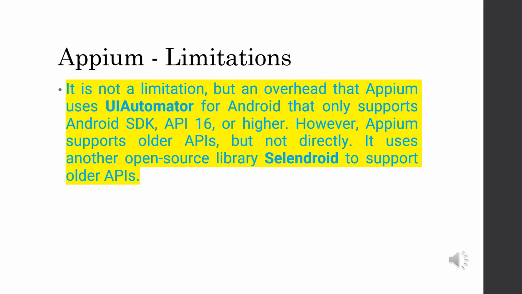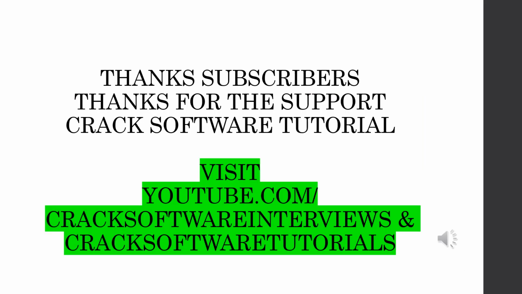And there is a limitation. Appium uses only UI Automator for Android, but it only supports Android SDK API 16 or higher. So with older versions you cannot directly make a connection and test. It also uses another open source library, Selendroid, to support the older APIs. So we can use those things.